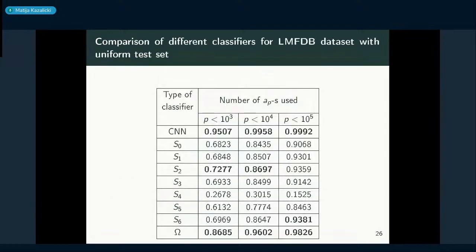Okay, so now we'll compare these different models, first on the LMFDB dataset. So here we are looking at the results in the uniform test mode. So this is the mode where we choose 20% of all the curves in the dataset as test curves. So here we see that the convolutional neural network performs much better than the Mestre-Nagel sums, and we also see that the omega neural network, the one that takes into account all Mestre-Nagel sums, also performs much better than the Mestre-Nagel sums.